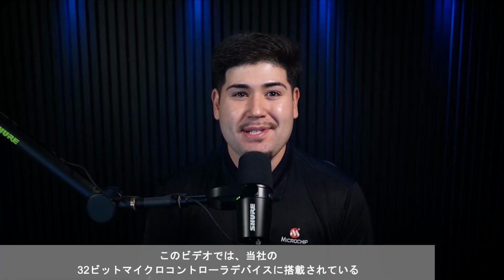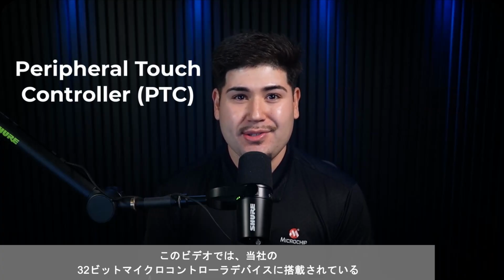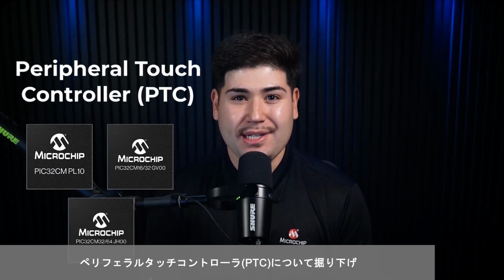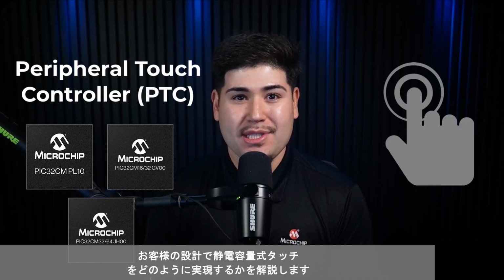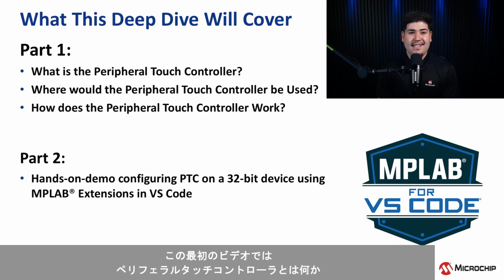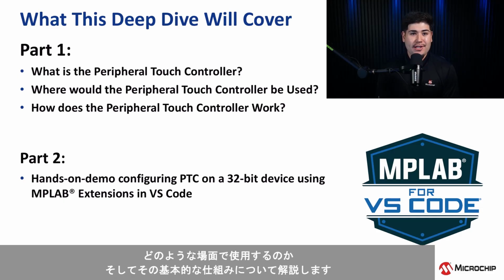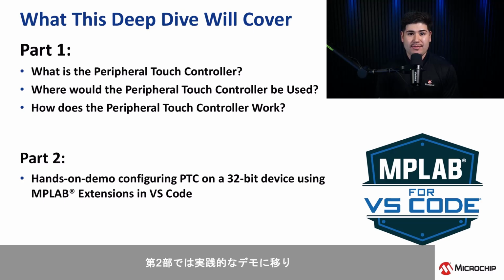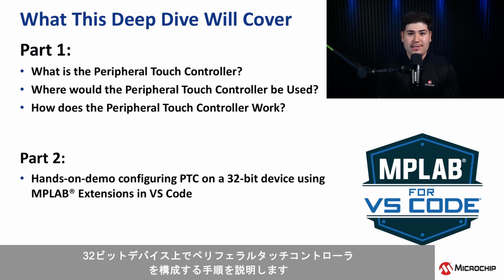In this video, we're taking a deep dive into the Peripheral Touch Controller, or PTC, on our 32-bit microcontroller devices and how it enables capacitive touch in your designs. This is part one of a two-part series, and in this first video, we'll break down what the Peripheral Touch Controller is, where to use it, and how it works at a fundamental level. Then in part two, we'll move into a hands-on demo and walk through configuring the Peripheral Touch Controller on a 32-bit device using the MPLAB extensions and VS Code.